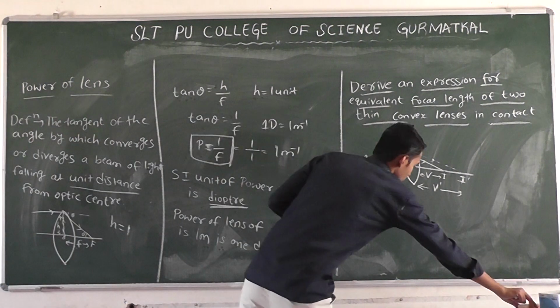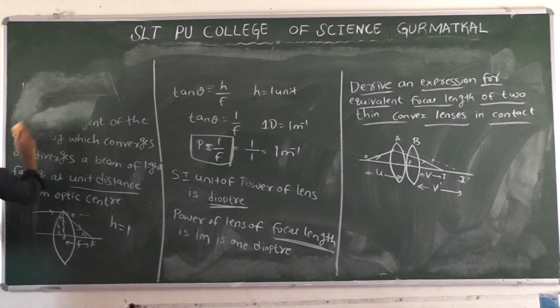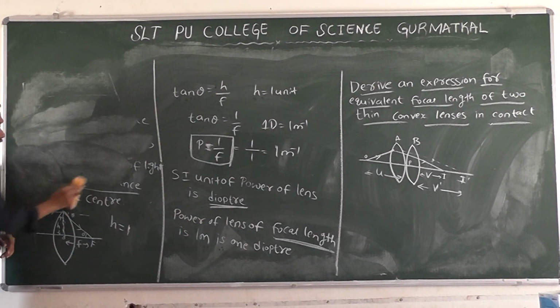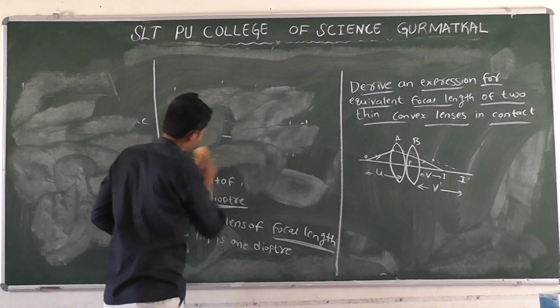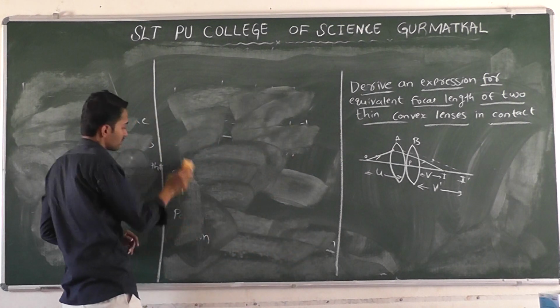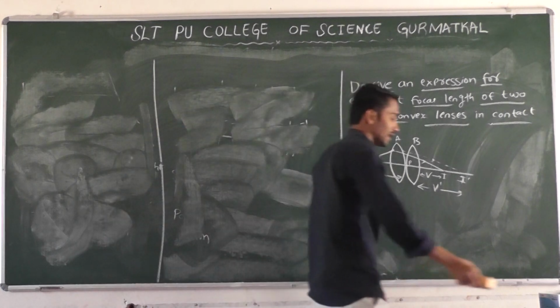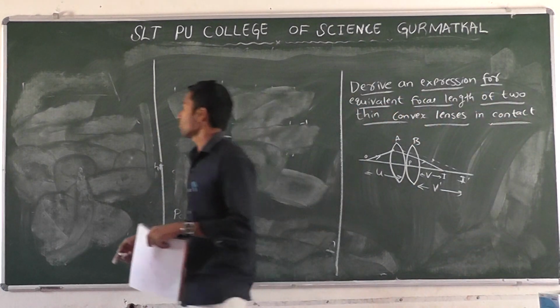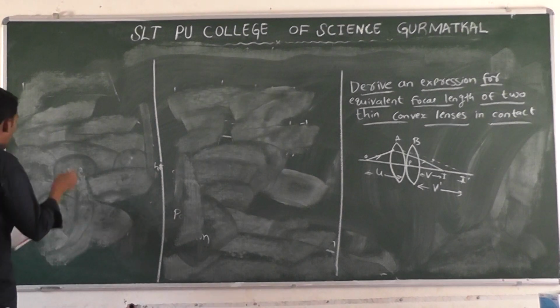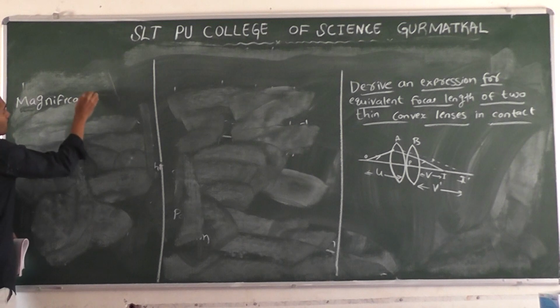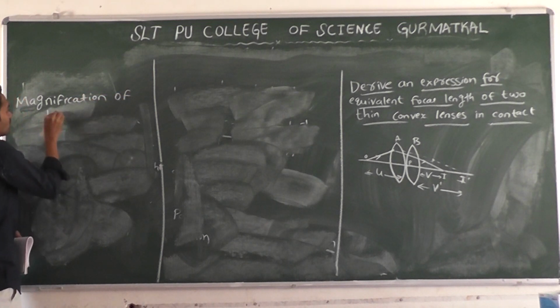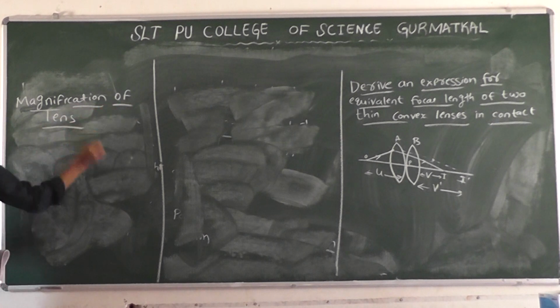Next, we have already completed the linear magnification of a mirror. What is linear magnification of a mirror? It is the ratio of the height of the image to the height of the object. Now, magnification of a lens. We have already completed magnification of a mirror.